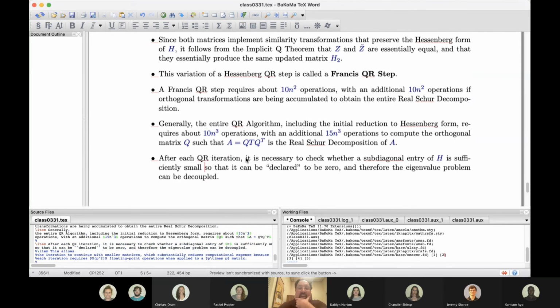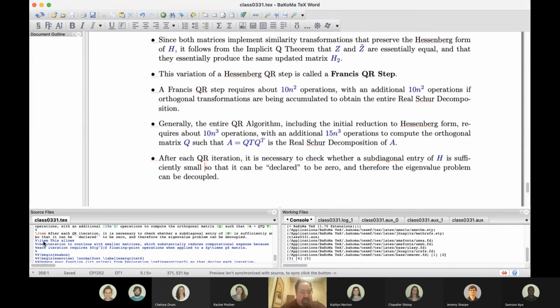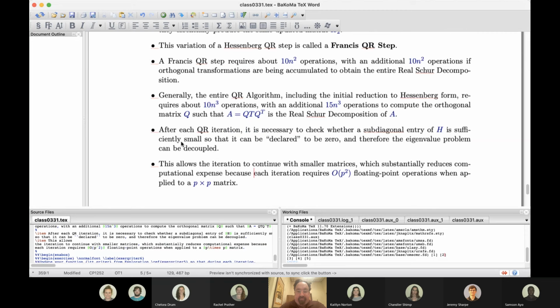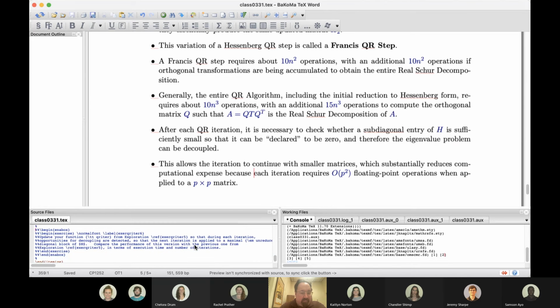There's some implementation details. Every time you carry out a QR iteration, you want to look at your subdiagonal of H. If an entry has become 0, you want to decouple, and then continue your work on a smaller matrix to find the remaining eigenvalues. Because this is still pretty expensive, order p squared for a p by p matrix. But if you could make p smaller, then that definitely speeds things up. And generally, you're able to decouple after performing just a few QR steps. So it gives you an idea as to the overall operation count.